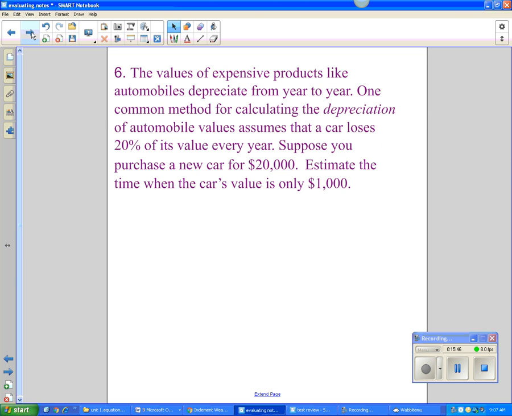All right, number 6, the value of expensive products like automobiles depreciate from year to year. One common method for calculating the depreciation of automobile values assumes that a car loses 20% of its value every year. Suppose you purchase a new car for $20,000. Estimate the time when the car's value is only $1,000. Dylan, what do I do first?